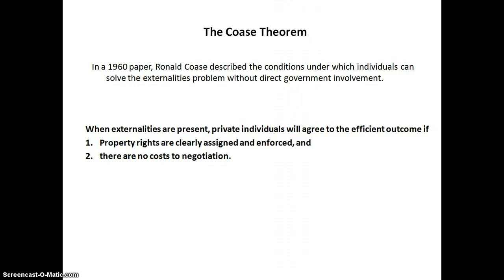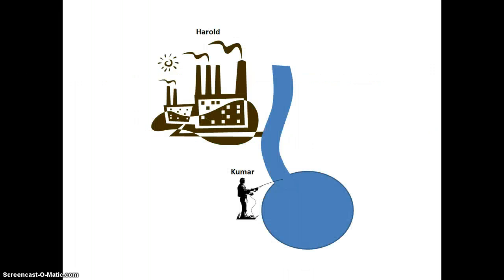So I'm going to tell you what the theorem says first, and then give you an example to illustrate the theorem, and then we'll come back and talk more about the situations in which the theorem can and can't be applied. So the theorem says that when externalities are present, private individuals will agree to the efficient outcome if 1, property rights are clearly assigned and enforced, and 2, there are no costs to negotiation.